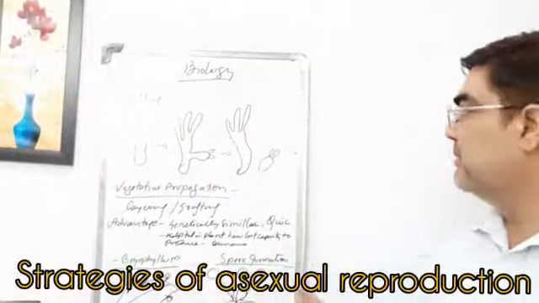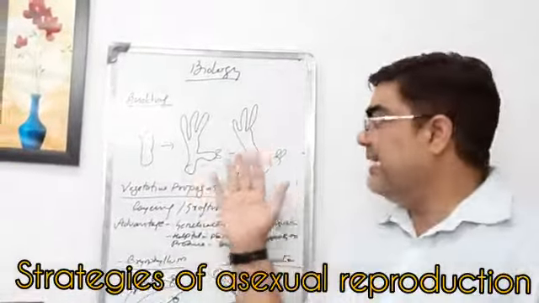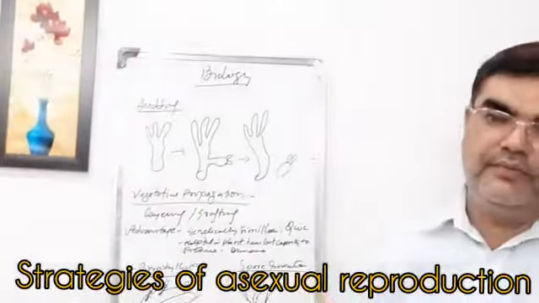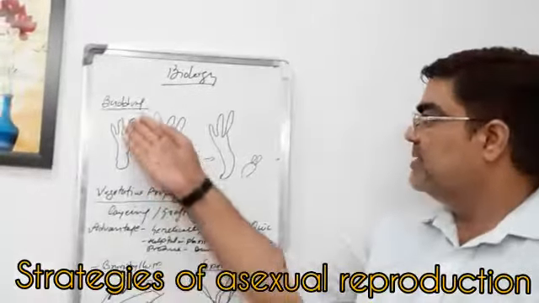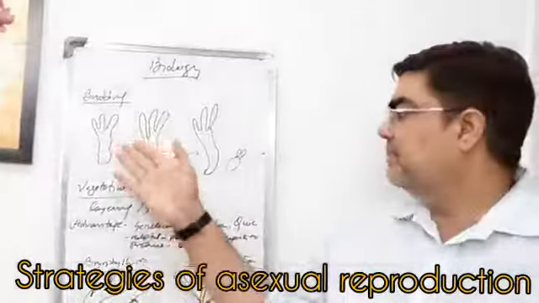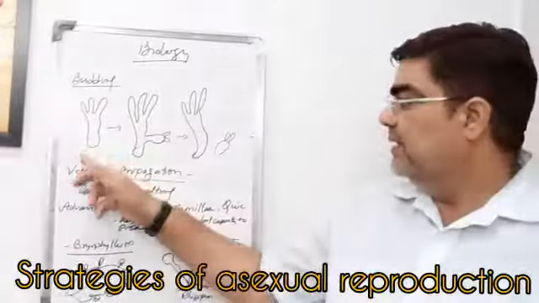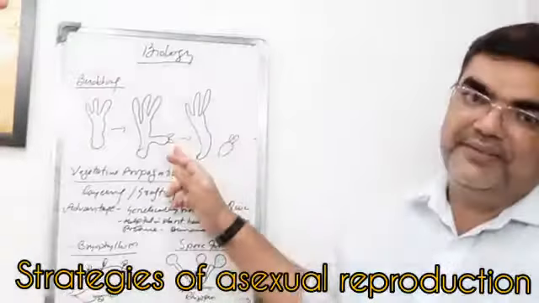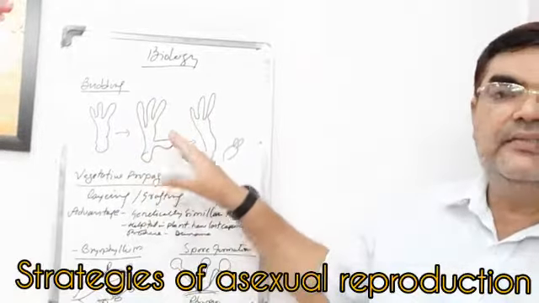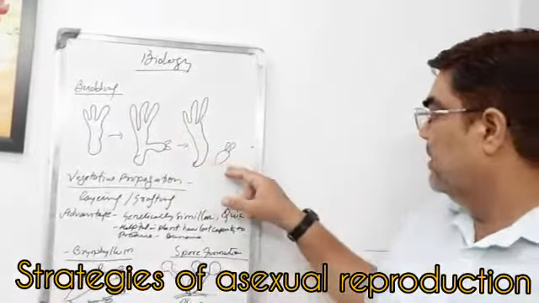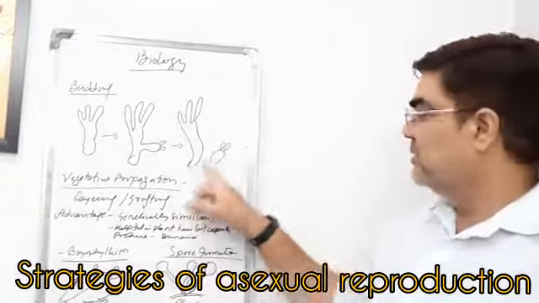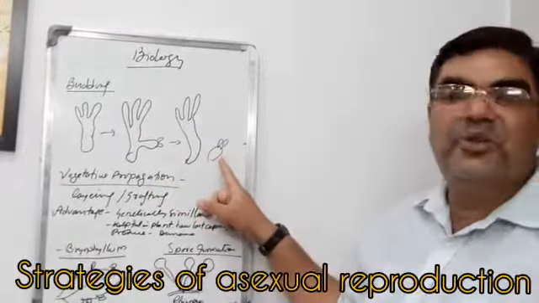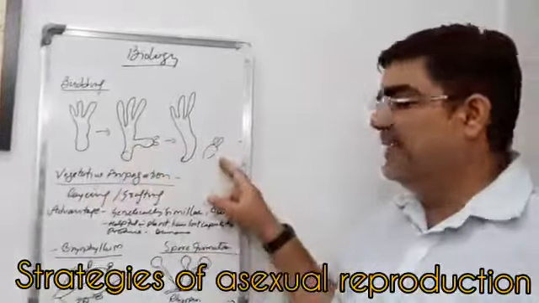Students, let's start with some more strategies used by organisms for asexual reproduction. One more is budding. In this case, for example, Hydra. Mother Hydra produces a bud, and after a while this bud just detaches and starts its new life. So this is Mother Hydra, this is Daughter Hydra, and this is the budding.